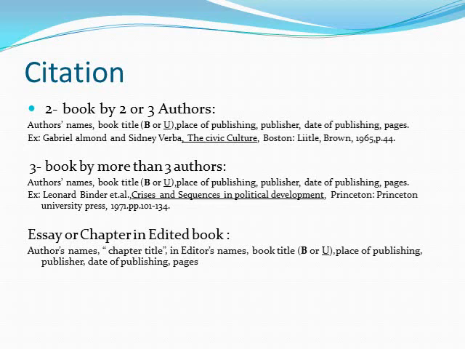Okay. If you are going to cite a book with more than 3 authors, we will write the name of the first author and complete the citation. For example, Leonard Binder et al., Crisis and Sequences in Political Development. This is the book title. Princeton, the place of publication. Princeton University Press, the publisher, 1971, date of publication and pages.